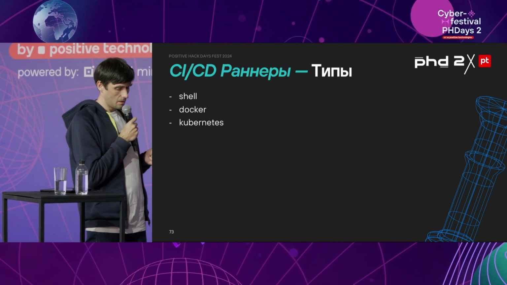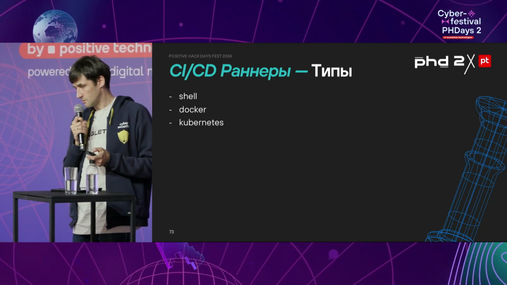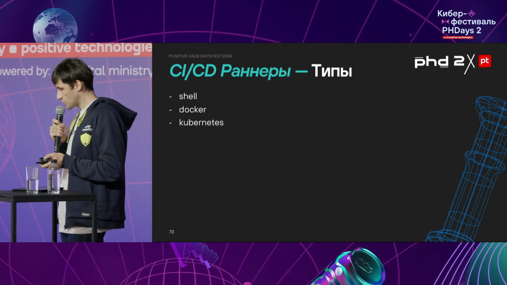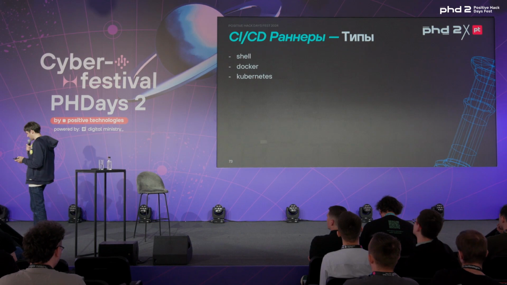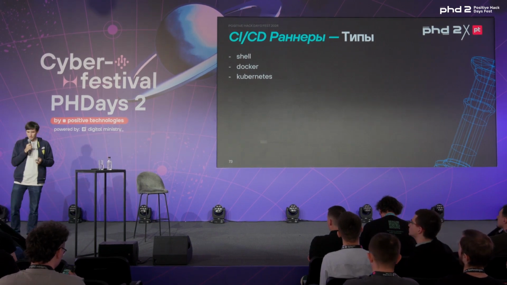The types of runners: Shell, Docker, Kubernetes. This is not exhaustive. In GitLab, they have about 15 types. I will not go into this detail.